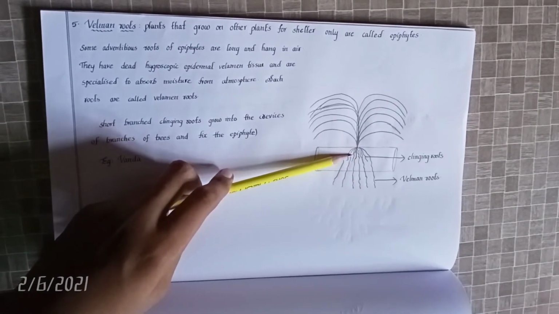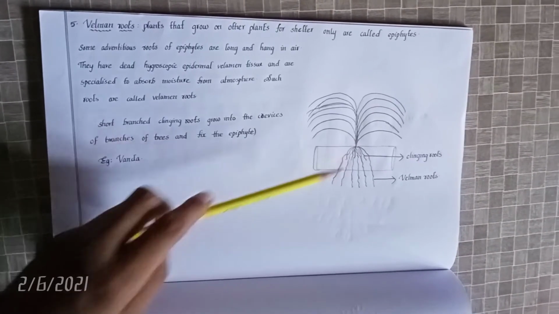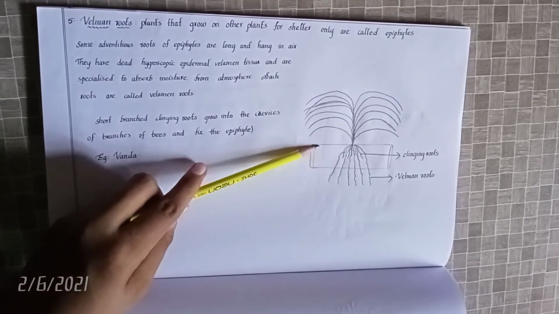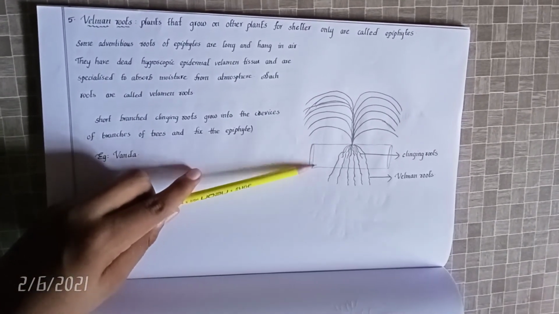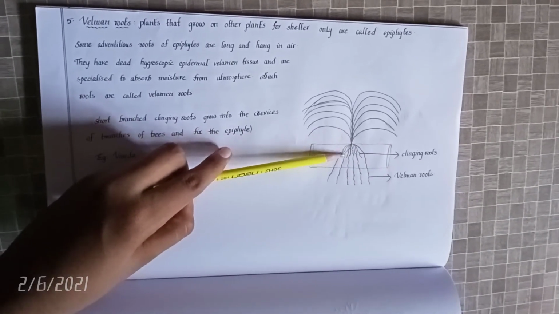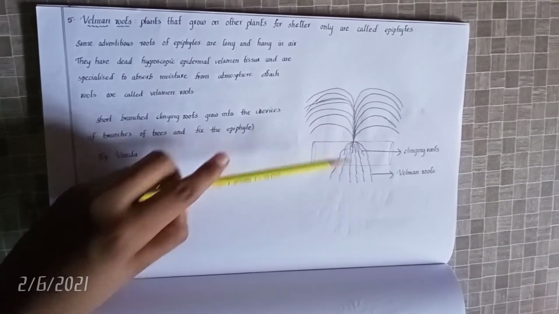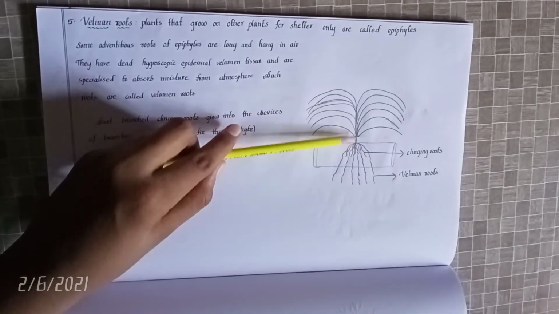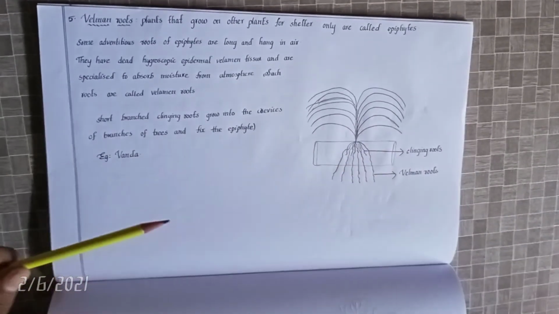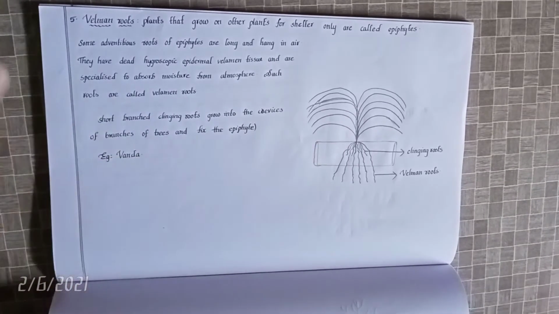And the small roots are called clinging roots, and these roots enter into the crevices of branches. Crevices means this is a branch of another plant. Here these roots enter into the crevices of the branch and fix the epiphyte in that plant. Hence it is called clinging roots. An example is Vanda. Here we see in the diagram.